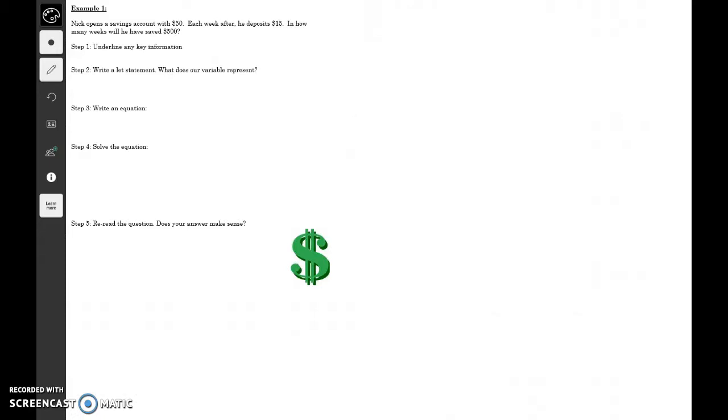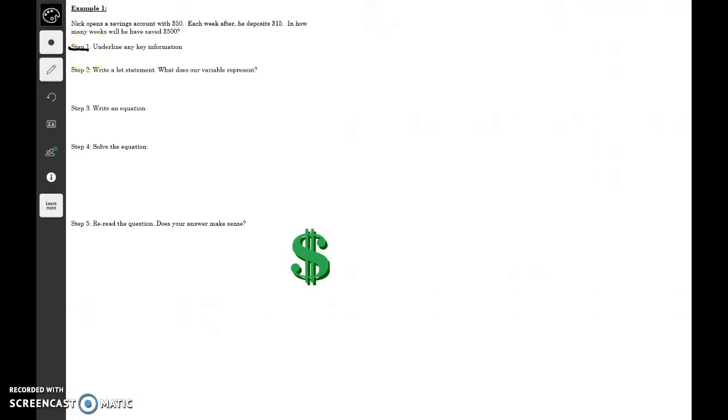So in this problem it says that Nick opens a savings account with $50. Each week after, he deposits $15. In how many weeks will he have saved $500? So the first thing is to underline any key information. That's always our first step, okay?